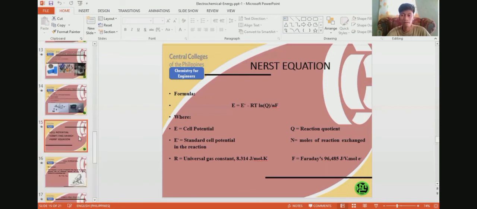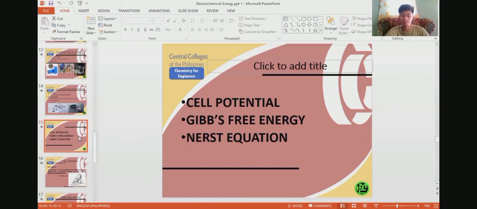Okay, so these three topics, which are the cell potential, Gibbs free energy and the Nernst equation, will usually teach us or give us an idea by the formula on how to calculate the cell potential na kayang i-produce and calculate the energy, the joules, and the electrons na kayang i-produce ng isang cell and their application. And that's all. Thank you.